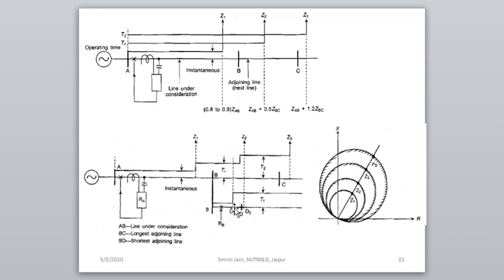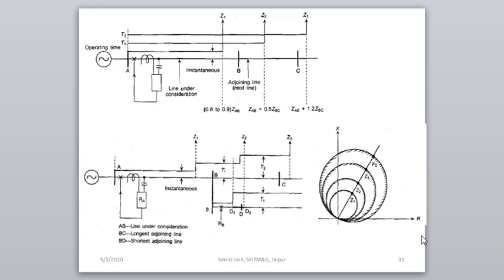That means the reach of the relay will be up till here, and if we extend it to the longest line section, it will be till Z2. So the reach of the relay for the second step is till here. If we take it for the longest line section, there is a problem of selectivity, the relay will not operate.